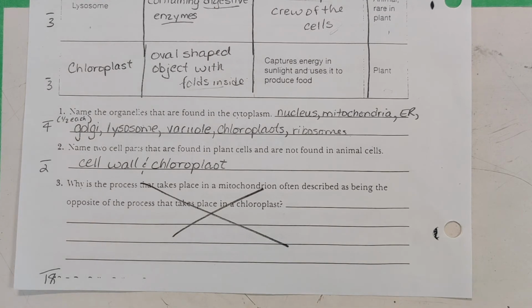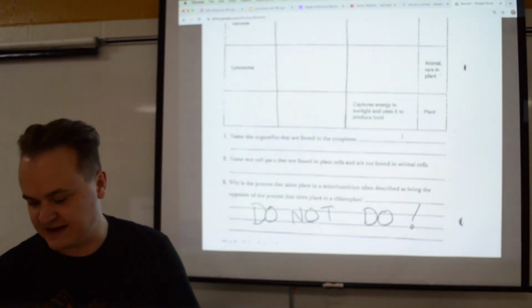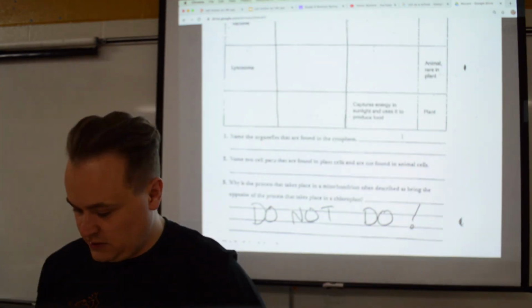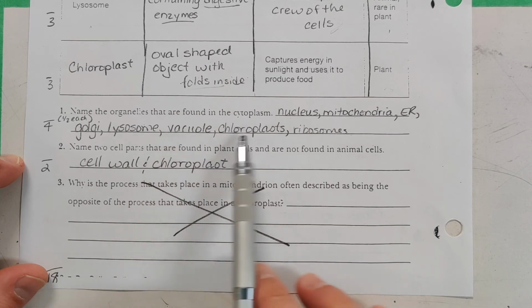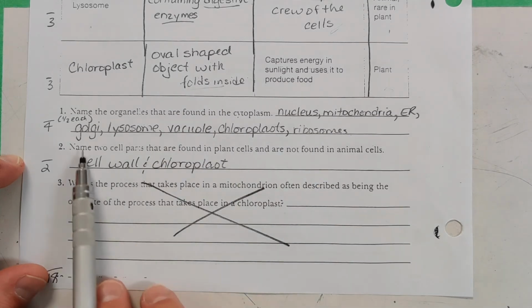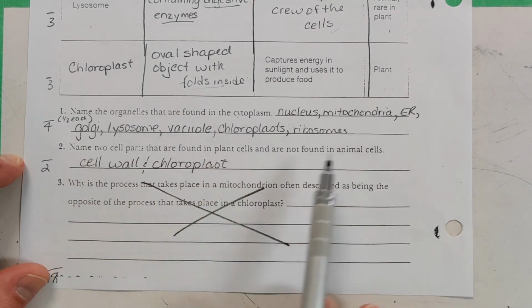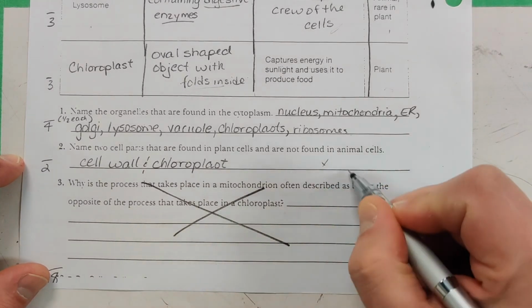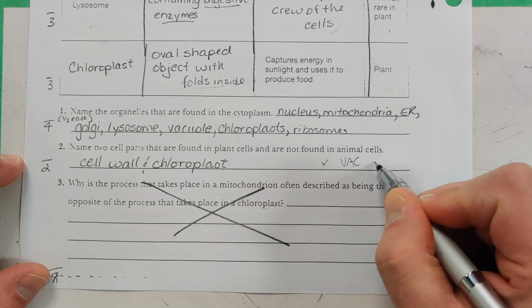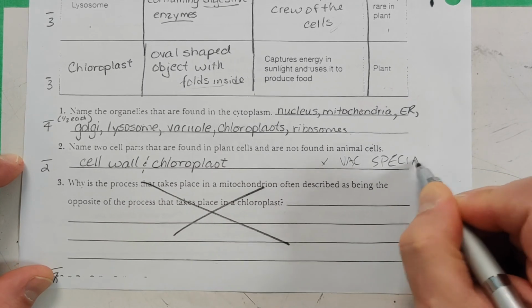Do not do down there. We are talking, name the organelles that are found in the cytoplasm. And that is just a list of all of them, right? So you can say nucleus, mitochondria, ER, Golgi, lysosome, vacuole, chloroplasts, and ribosomes. Name 2 cell parts that are found in plant cells, but not in animals. That would be the wall and the chloroplast. And you could put a star here and say vacuole is special. But that's it, and that's all.